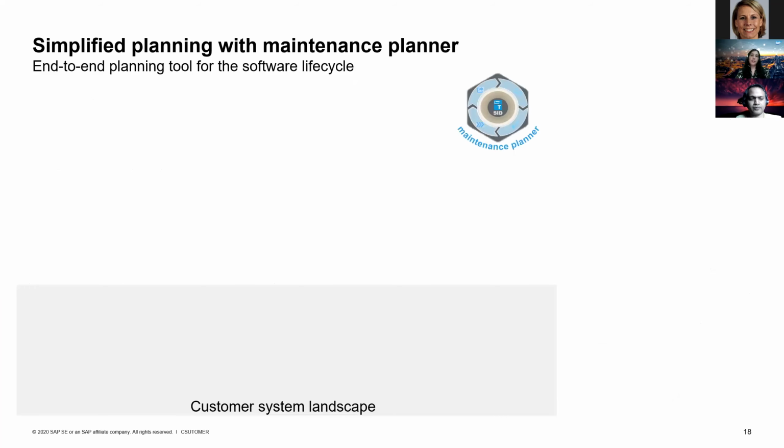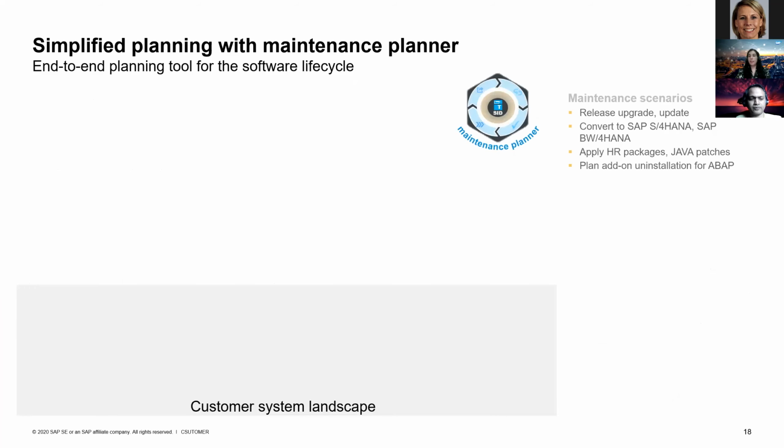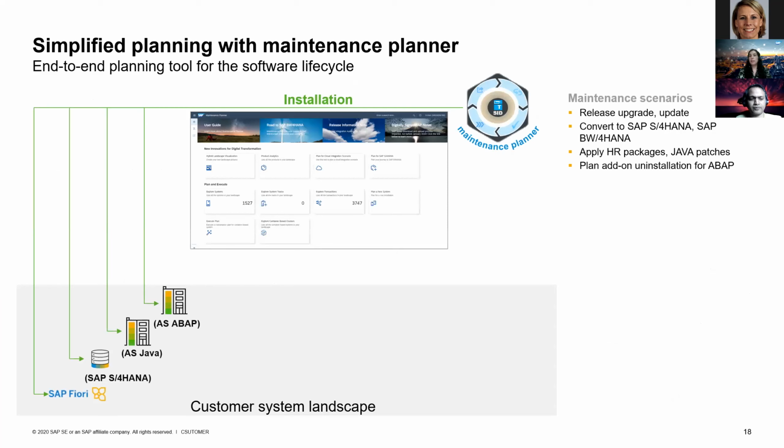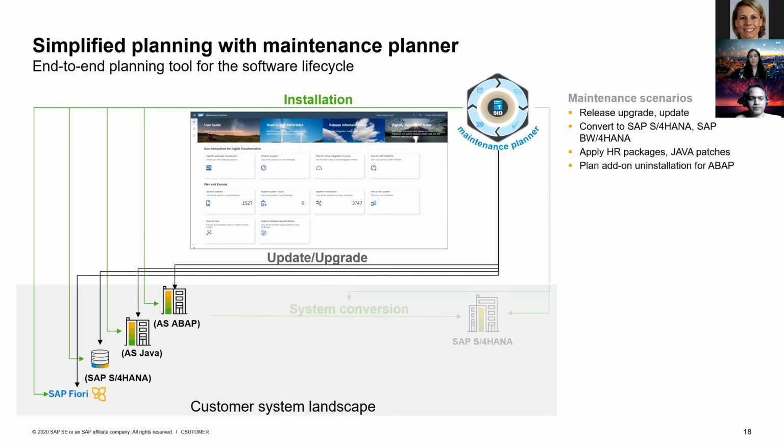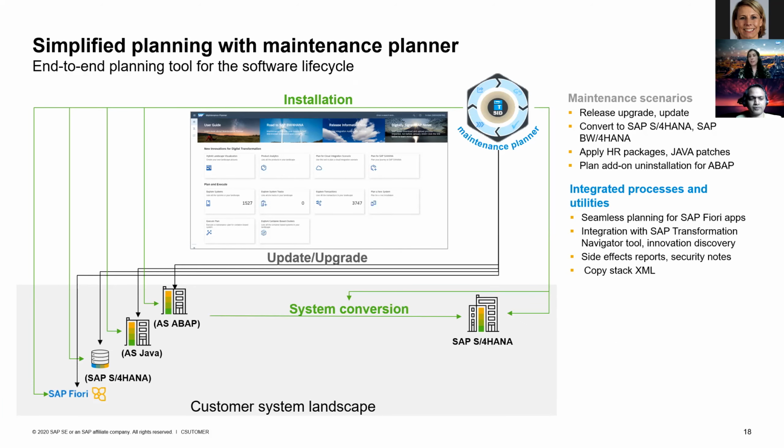Over here, what I'm trying to convey is that maintenance planner supports all kinds of maintenance scenarios. So we support installation. The up-to-date installation functionality has been available for a while of all kinds of applications, of all kinds of systems. So we have ABAP, we have Java, we have S4HANA, and so on. We also support Fiori installation. We support updates, upgrades. We support conversion. In fact, maintenance planner plays a key role in the whole conversion process.